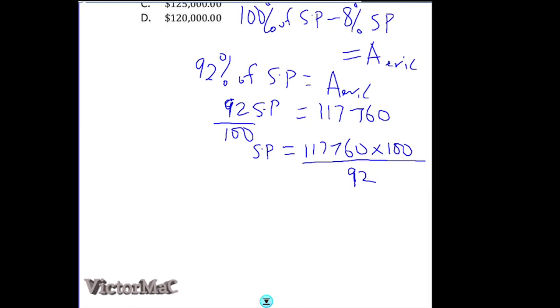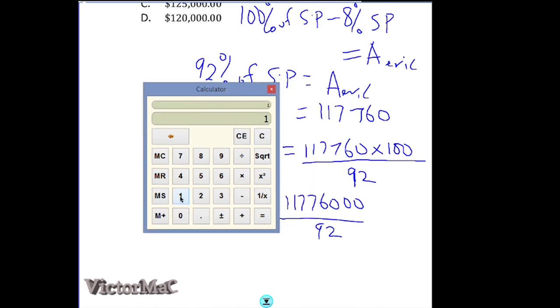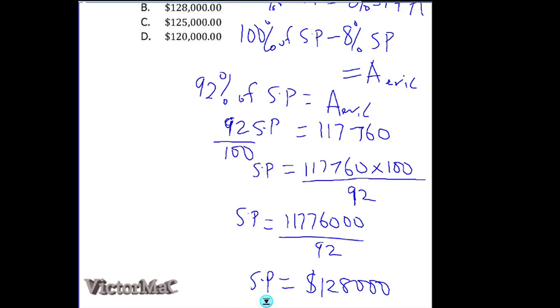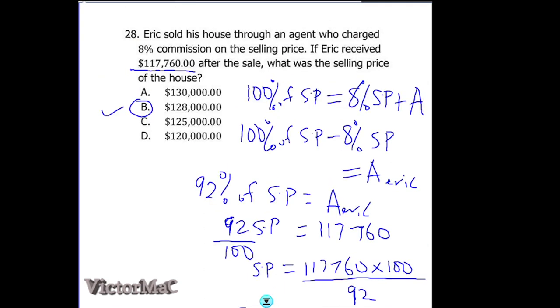All right, so S, selling price, we have 117,760.00 over 92. And when we press this on our calculator, 117,760.00 divided by 92, the answer is $128,000. So that's the selling price before the 8% commission was given to the agent. So this is the selling price, and the correct option here is option B. Okay. All right. Number 29.